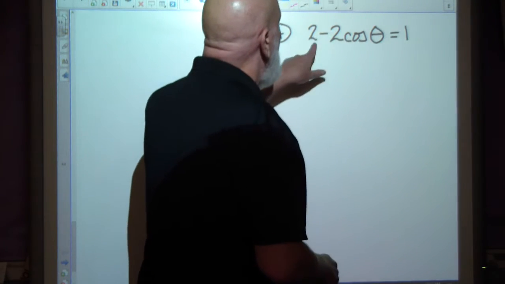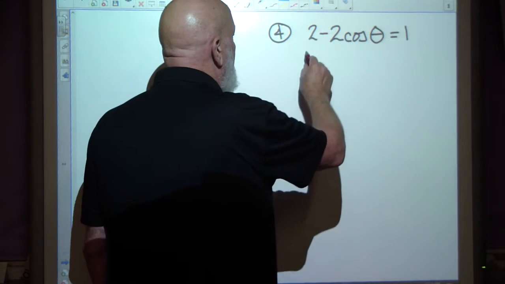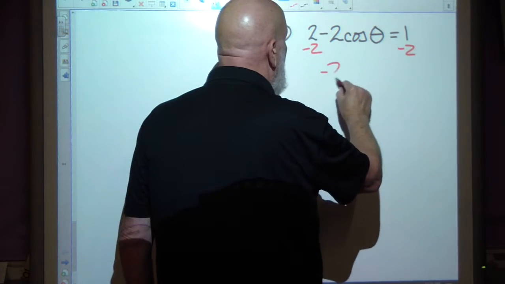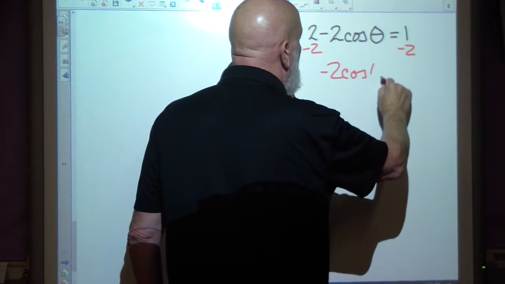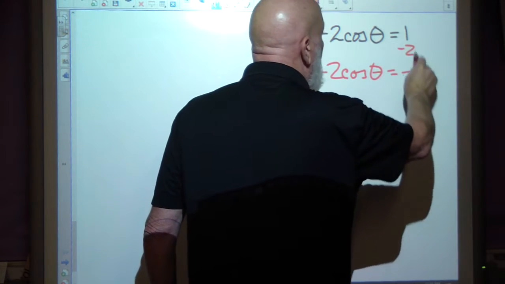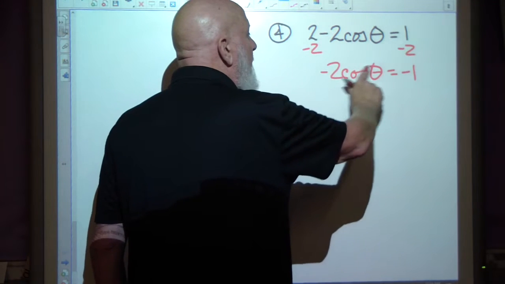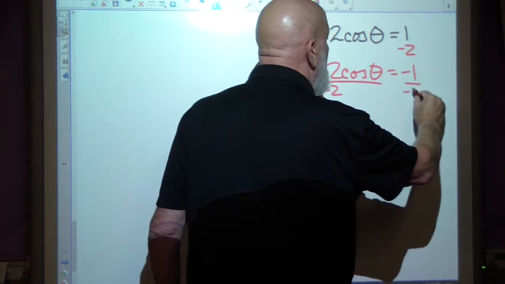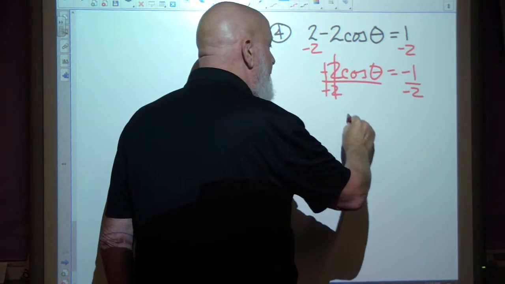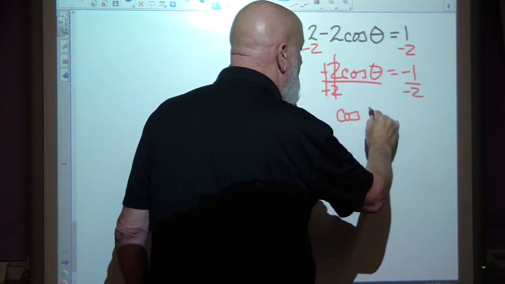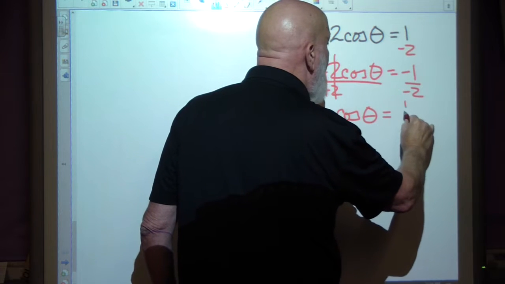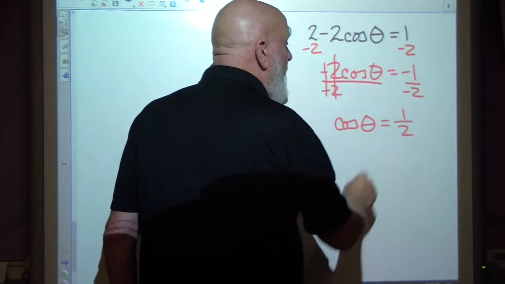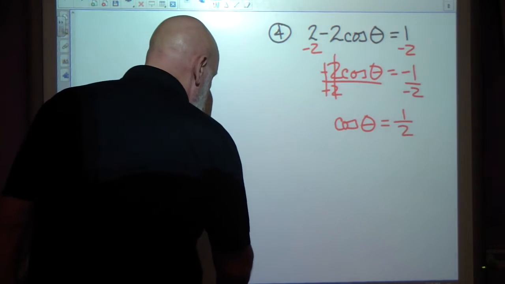I'm going to subtract 2 and then divide by -2. So here we go. I'm subtracting 2 from both sides. I'm going to rewrite. 1 minus 2 is -1. Now I'm going to divide both sides by -2. This gives me cosine theta is equal to 1/2.